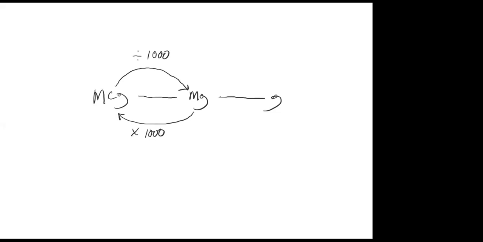If I go from milligrams to grams, I'm going to divide by 1,000 as well. And if I go from grams to milligrams, I'm going to multiply by 1,000. So whenever I move from right to left, from grams to milligrams or from milligrams to micrograms, I'm going to multiply by 1,000. Let me show you an example.